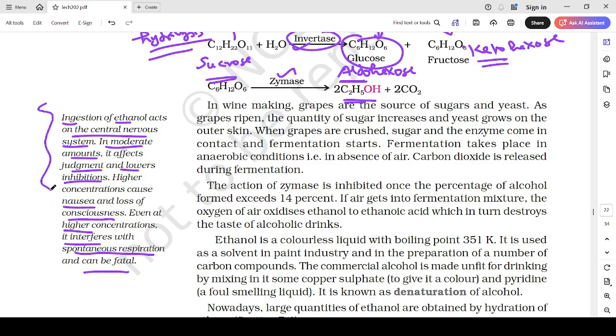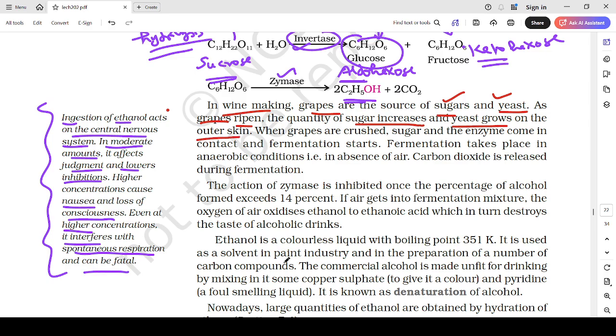All the consequences are provided here. So in wine making, grapes are the source of sugars and yeast. Definitely, every biological product has its own enzymes in it. Your body has millions of enzymes. In the same way, grape also has the enzyme. So grape acts as a source of sugar as well as yeast.